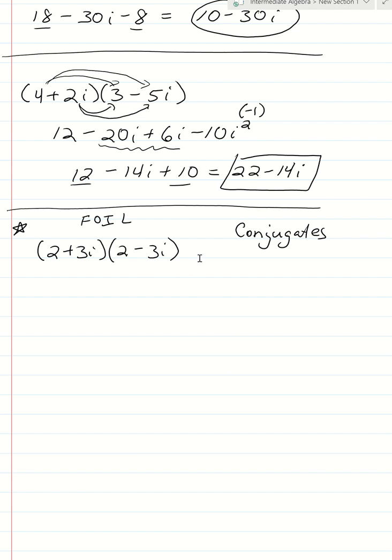And let's see what this is going to do to the overall answer. If I multiply 2 times 2, we get 4. If I multiply 2 times the negative 3i, that would give us a minus 6i. If we were to multiply 3i times the 2, that would give us a plus 6i. And now 3i times the negative 3i, that would give us a negative 9i squared.